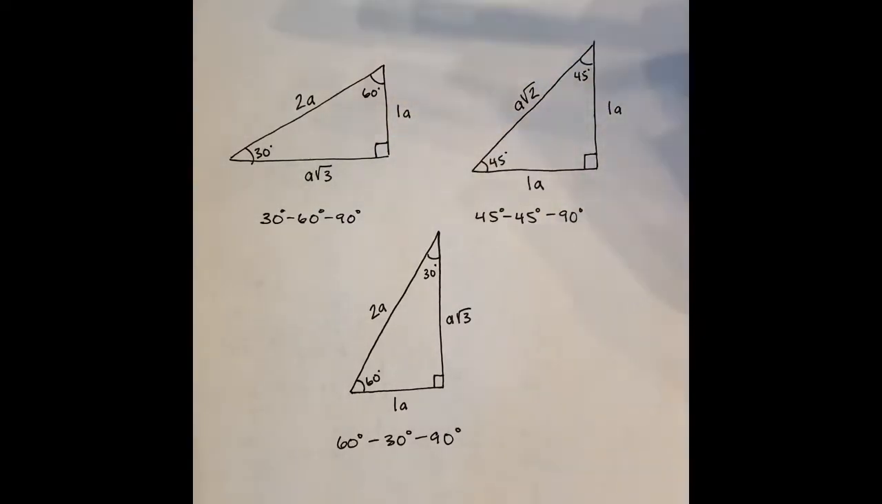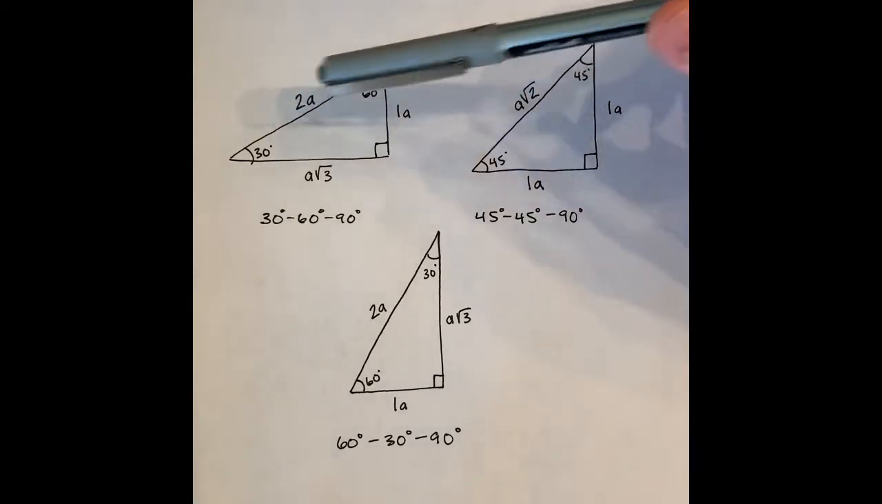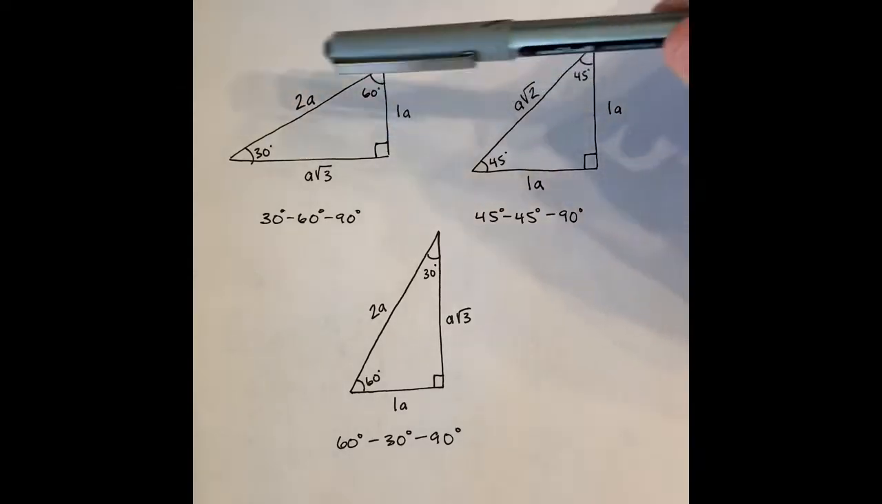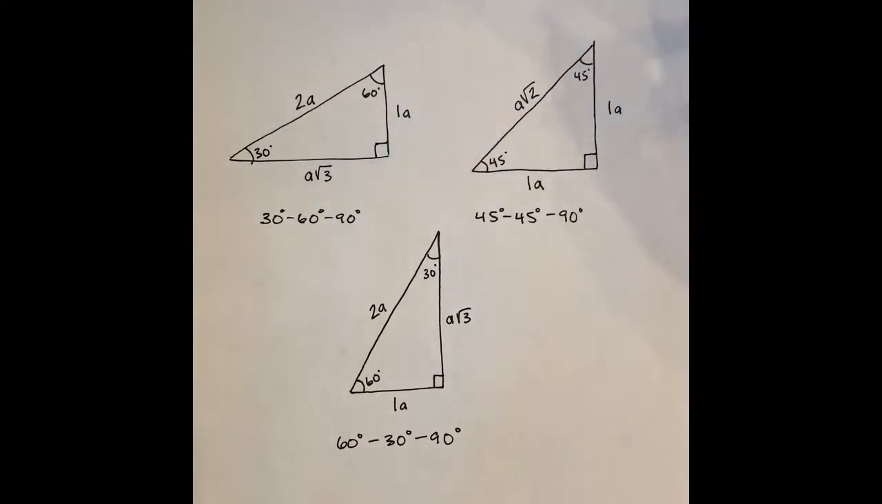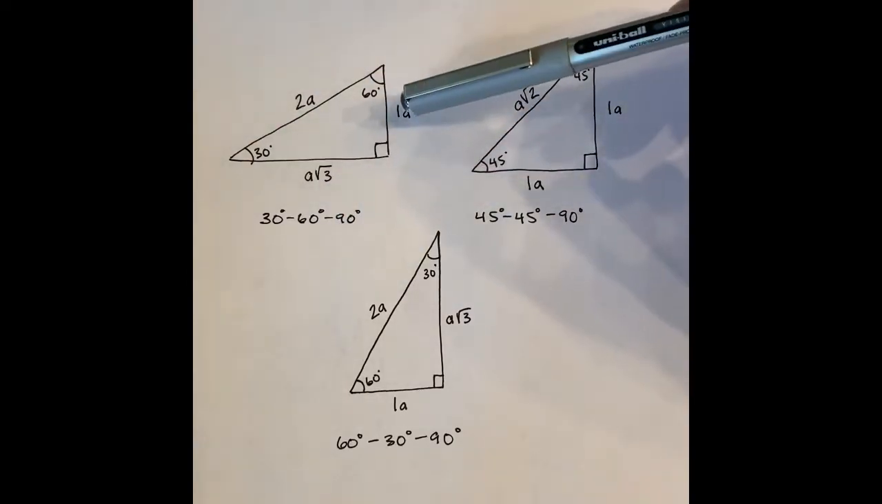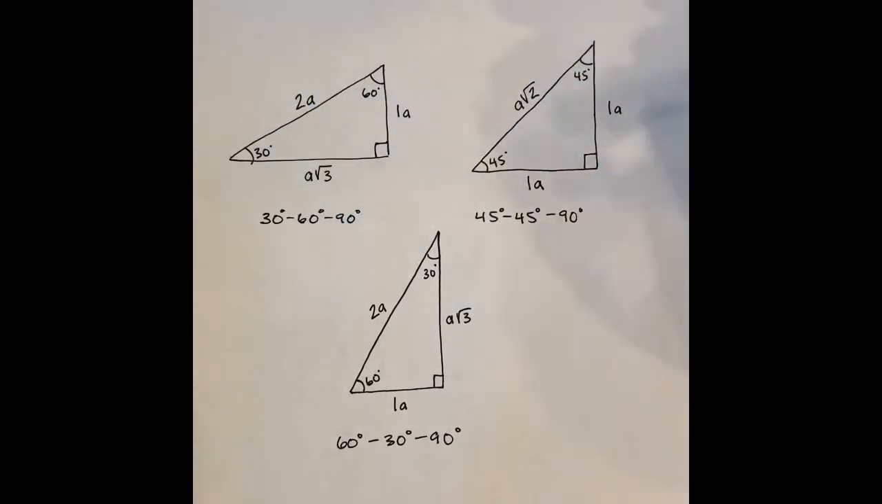Well, on these, and you talked about this in geometry, we used the value of A to show that there was a proportion there. It wasn't always a length of 1 and a length of 2. For instance, I could triple all of these, and I could have a 3 and a 6 and a 3 root 3. A, for instance, could be equal to 5 in all of these. It could be 5 and 10 and 5 root 3, and that's true for all three of these.